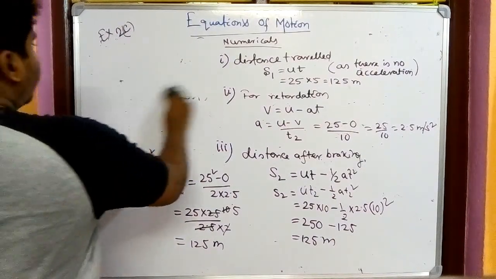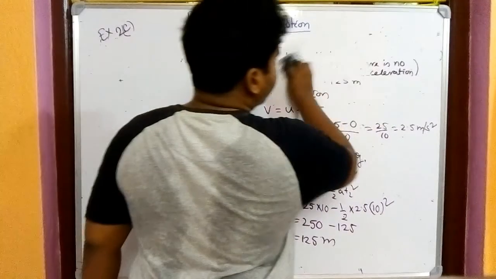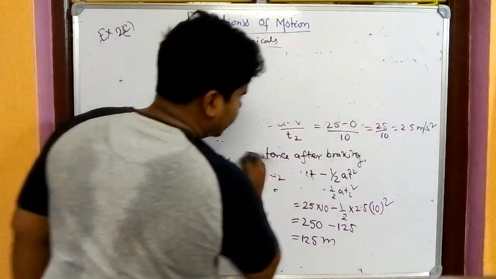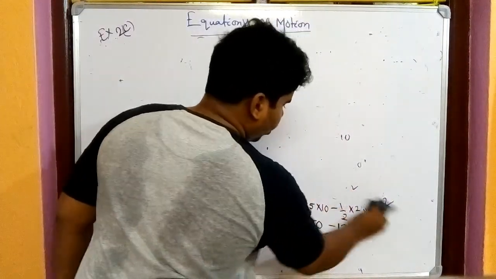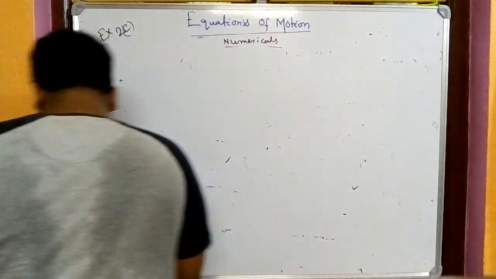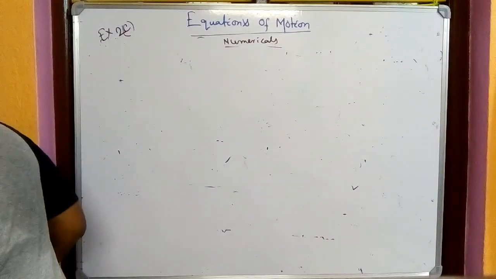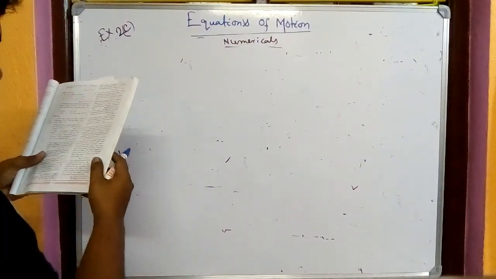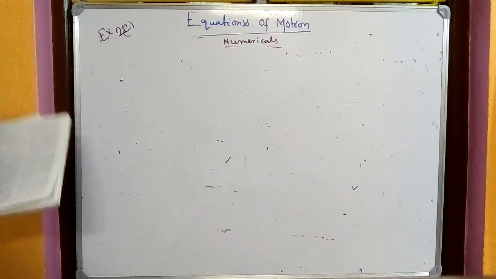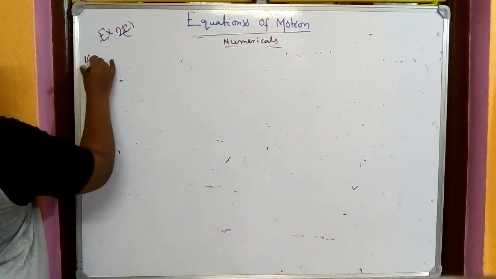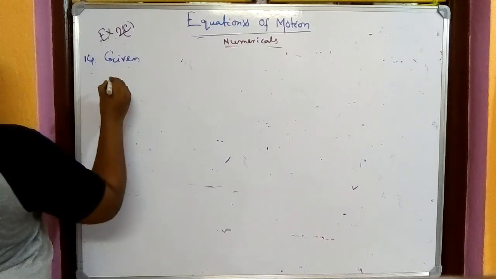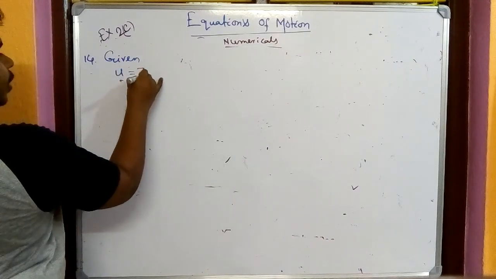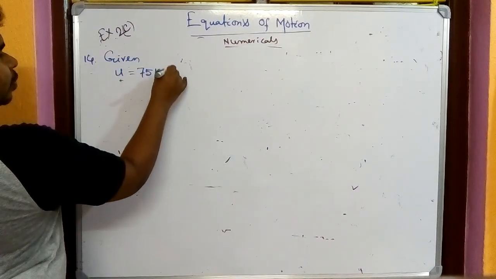Okay, we'll go for the next numerical, that is question number 14. Let's see, can we do it or not? What is told here? Question number 14: a spacecraft is flying in a straight course with a velocity of 75 km per second. So what is given? It is moving with a speed of 75 km per second. So u is already given, 75 km per second.